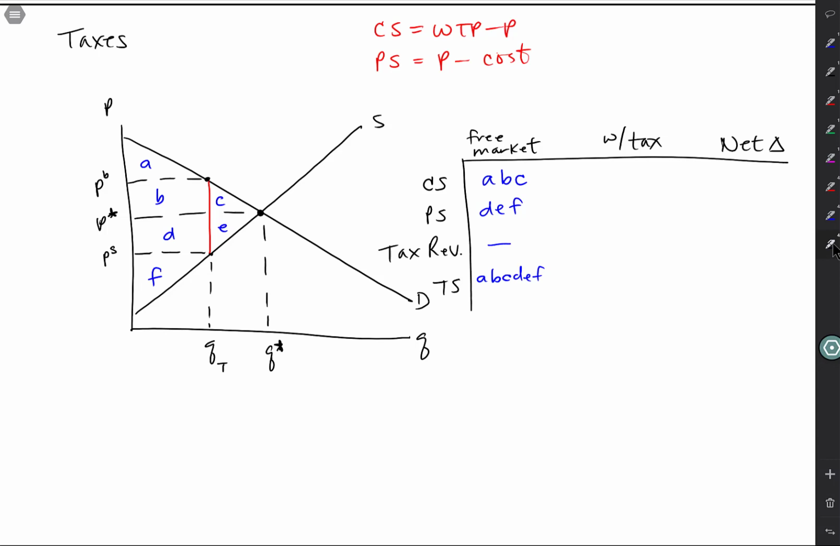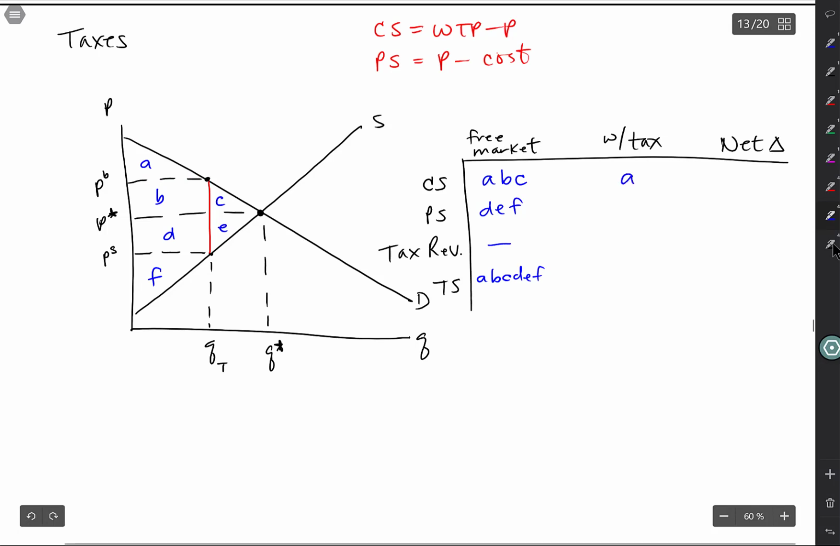But now if the government imposes a tax, the buyer is now paying a higher price. The buyer is paying PB and only buying QT. So consumer surplus, if this is the price and this is the willingness to pay, ends up shrinking to just region A.